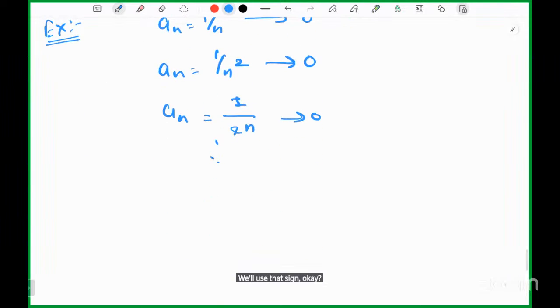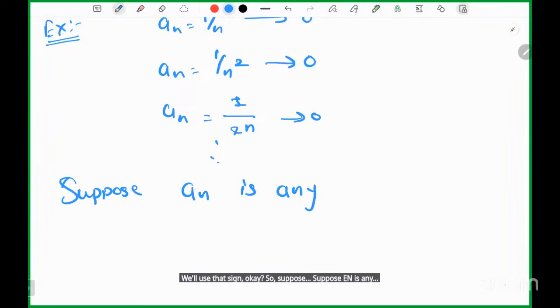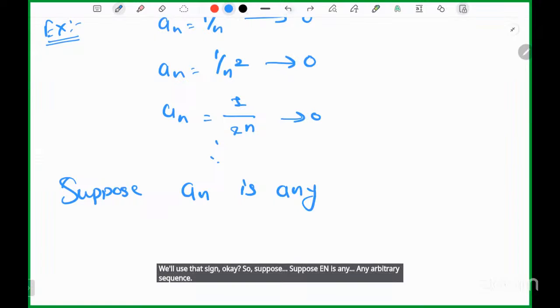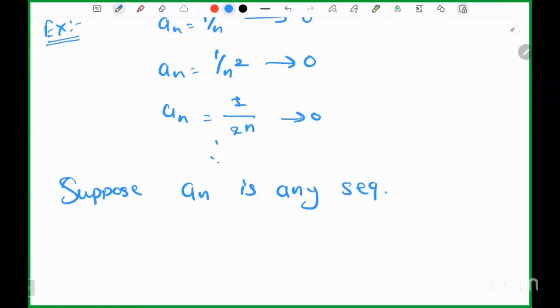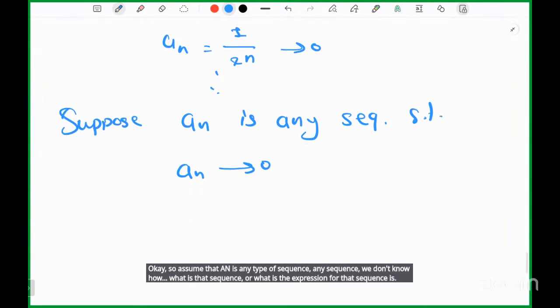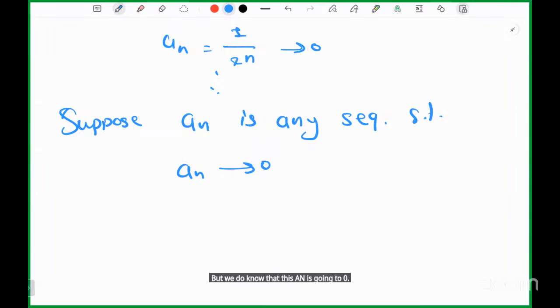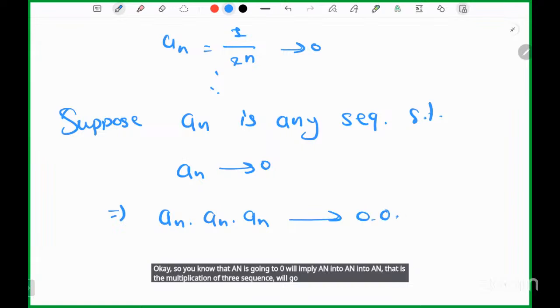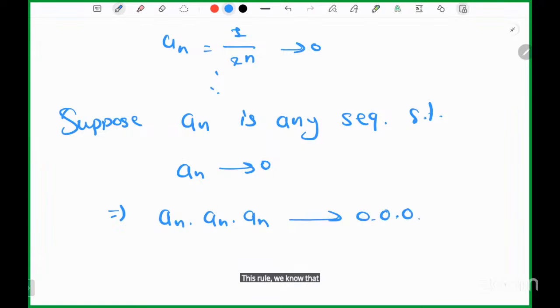So suppose an is any arbitrary sequence such that an is converging to 0. We don't know what that sequence is or what the expression for that sequence is, but we do know that this an is going to 0. So an going to 0 will imply an into an into an, that is the multiplication of 3 sequences, will go to 0 into 0 into 0. This rule we know: if an goes to a and bn goes to b, the multiplication of the 2 sequences will go to the multiplication of their limits.